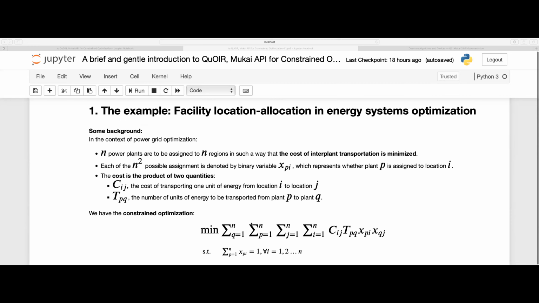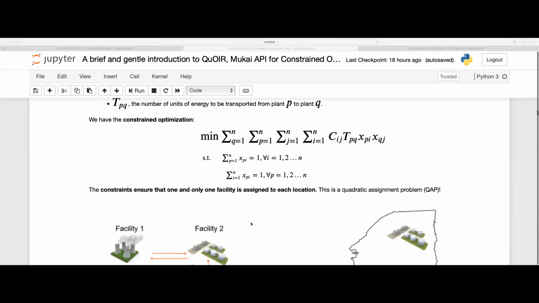So first, the example. This is an example of power grid optimization, where we have a number of plants to be assigned to n regions in such a way that we minimize the cost of the inter-plant transportation. Let me show you a picture here.